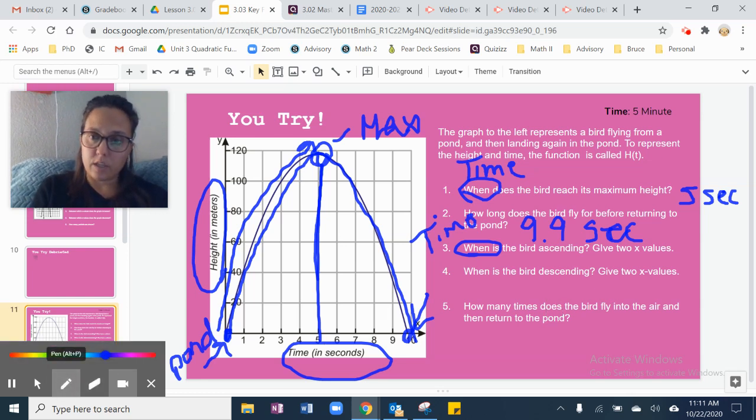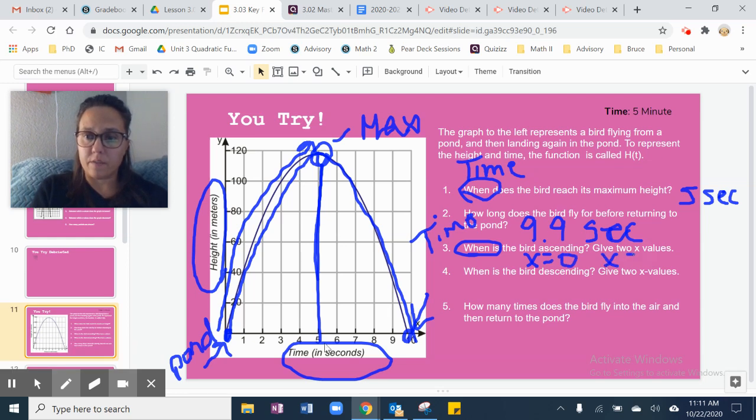We can say between x equals 0 and x equals 5. You could also write it like a coordinate pair between like 0 and 5, but you'd want to use brackets because it's inclusive of 0 and inclusive of 5. That's something you learned last year with inequality notation.